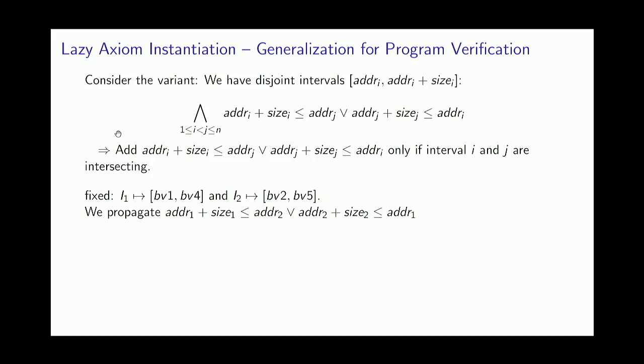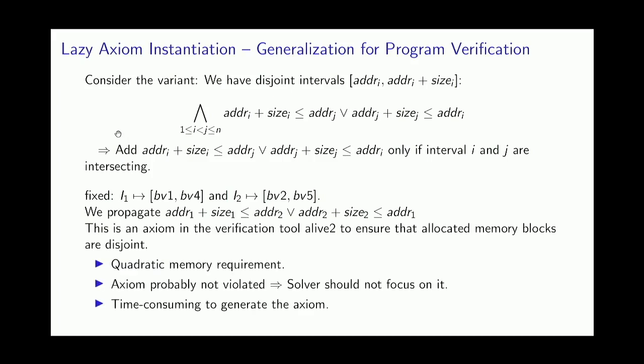For example, if you have an interval I1, which is given by 1 and 4, and an interval I2 that starts with 2 and goes till 5, they are obviously intersecting, so we're just propagating in this case that these two intervals should be disjoint, and otherwise we just do nothing. In the Alive2 verification toolkit, this is a quite frequently used lemma that makes sure that two allocated memory blocks should not intersect. And of course, it's very practical to not encode this eagerly because it requires quadratic space, and the solver also should not focus on this lemma.